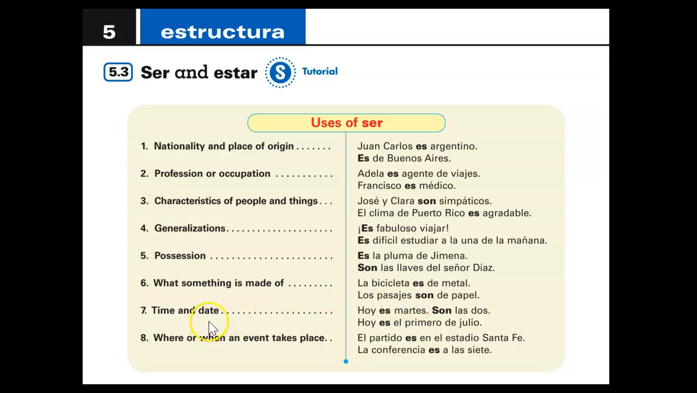We use it to talk about date and time, like hoy es martes, son las 2, hoy es el 1 de julio, and where and when an event takes place. El partido es en el Estadio Santa Fe, la conferencia es a las 7.